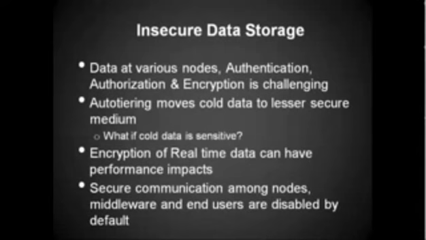Encryption of real-time data can have performance impacts. So even if some solutions provide encryption, you may not use it because it may have a performance impact. Last, secure communication among nodes, middleware, and end users is disabled by default. So you need to explicitly enable it.